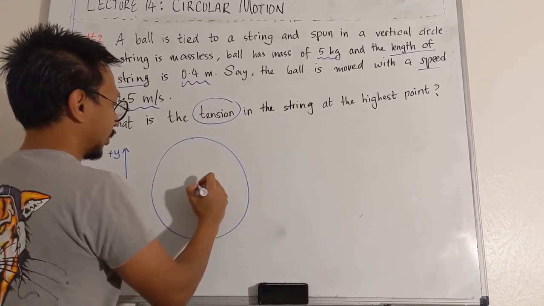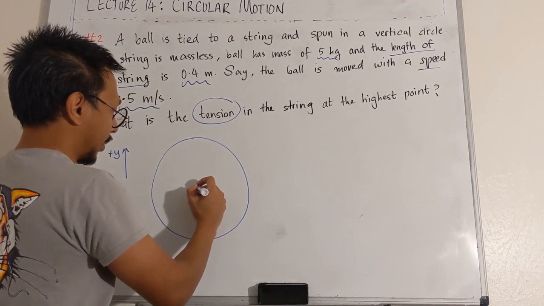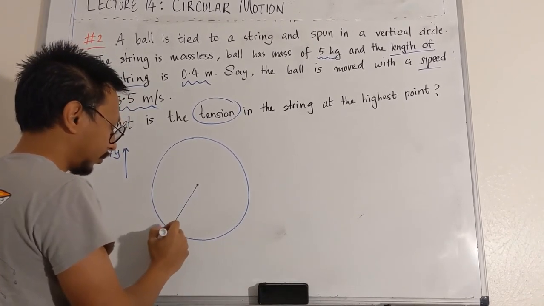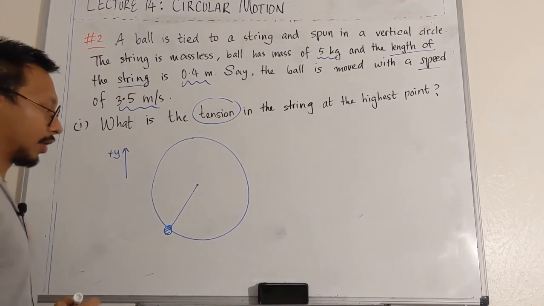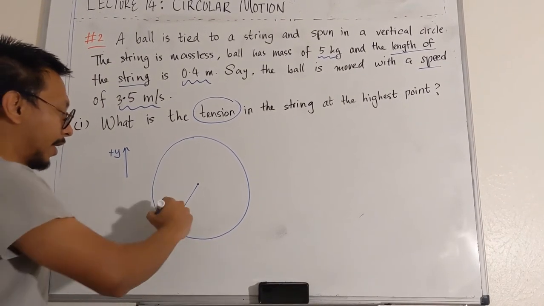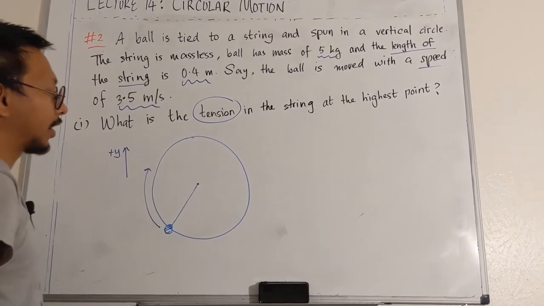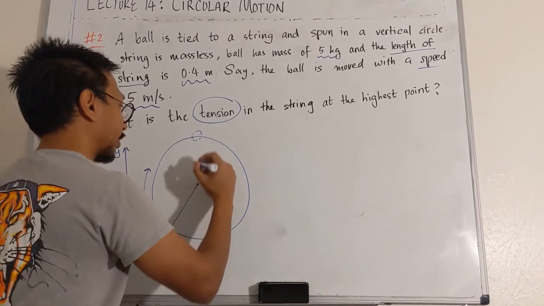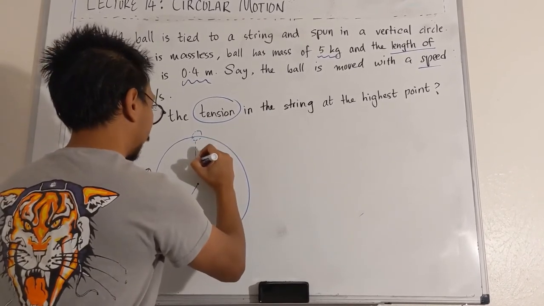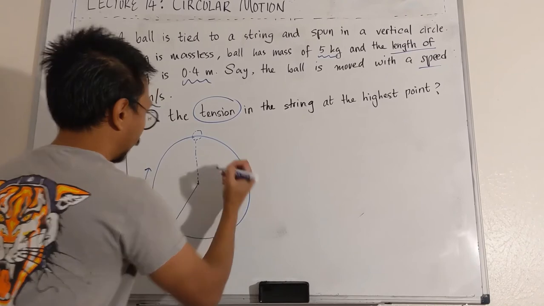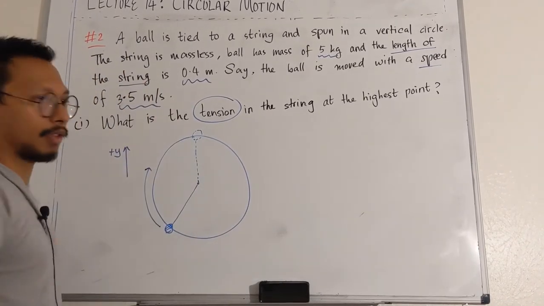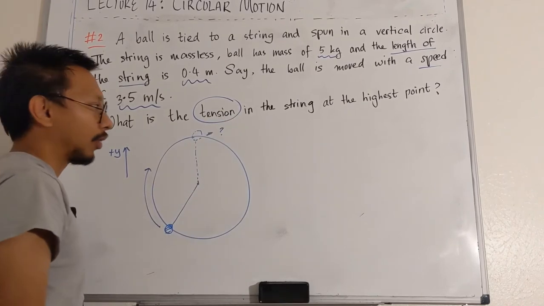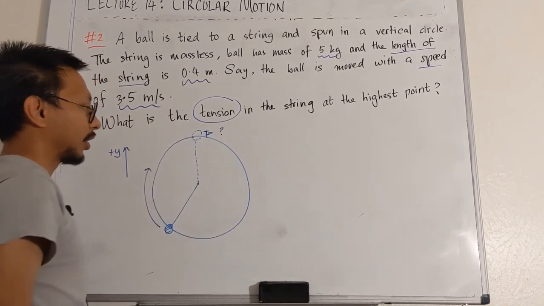So this is the center of the circle, and this is the string. This is the ball attached to the end of the string, and it's rotated, say, like this in an anti-clockwise manner, and this is the highest point. This is the highest point of its trajectory. We want to know what is the tension here. What is the tension force in the string here?